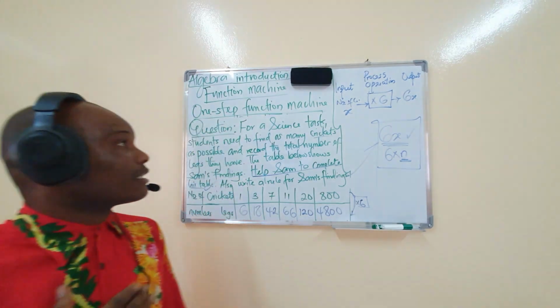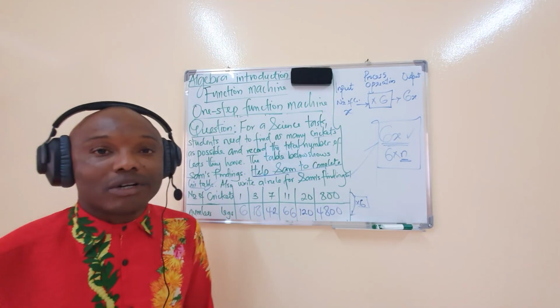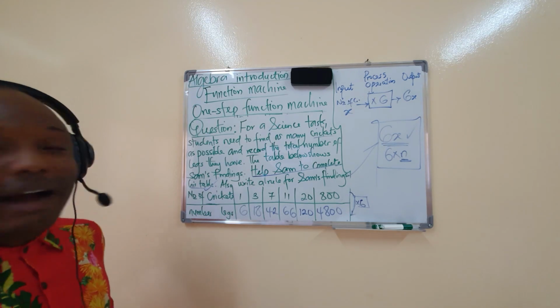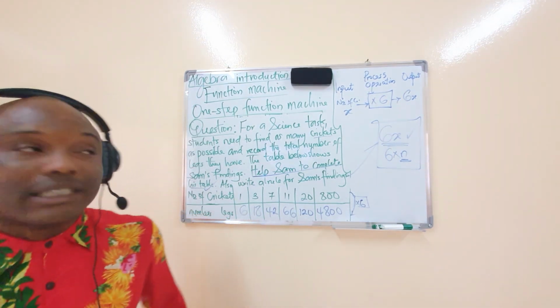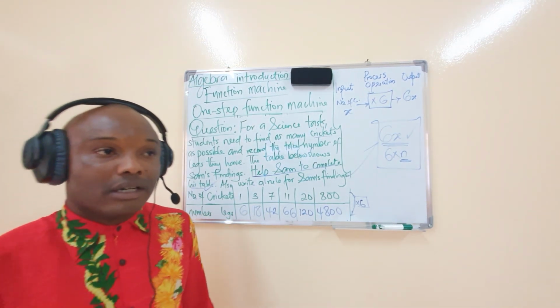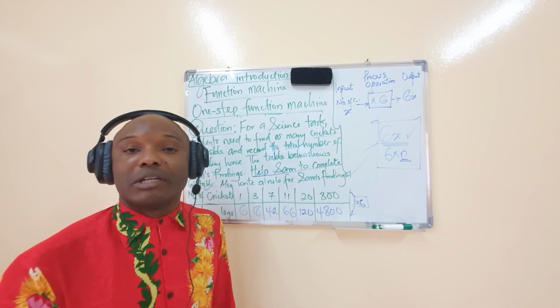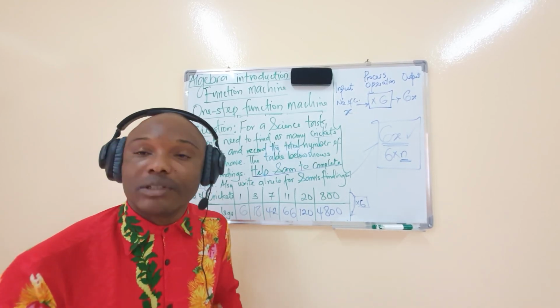I hope by this explanation you've been able to get a clearer understanding of how to find a rule when you are dealing with one-step function machine. Let us look at two-step function machine and see how to solve problems relating to that as well.